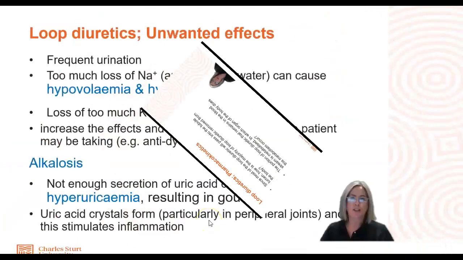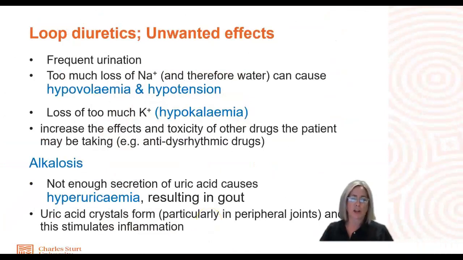Now, just to summarize some of these unwanted effects of loop diuretics, frequent urination, I guess, that's why they're prescribed, but they do cause torrential volumes or really high volumes of urine. Too much loss of sodium and therefore water can cause hypovolemia and therefore hypotension. There might be too much loss of potassium. So too much potassium getting lost in the urine then will cause hypokalemia.